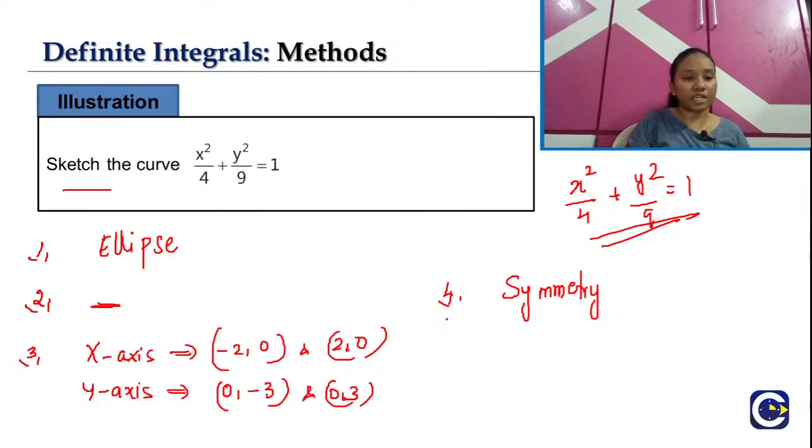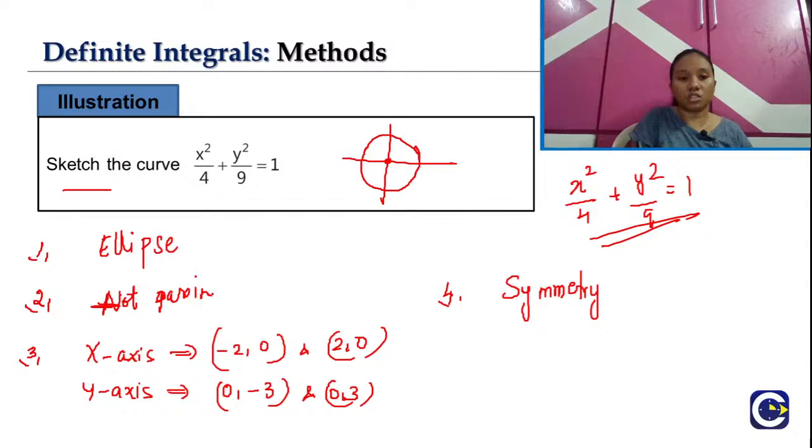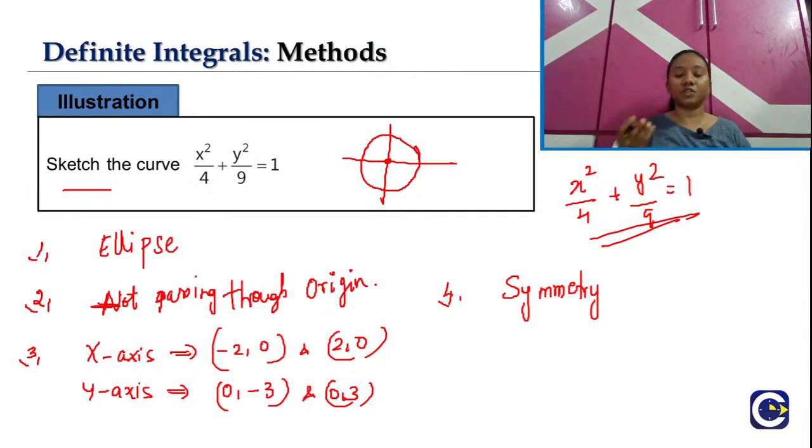So here by looking at the figure we can see how the figure will look. It will be something like this, which means here is the origin, which means our given curve is not passing through the origin. So not passing through the origin. That is our second point which we can predict.